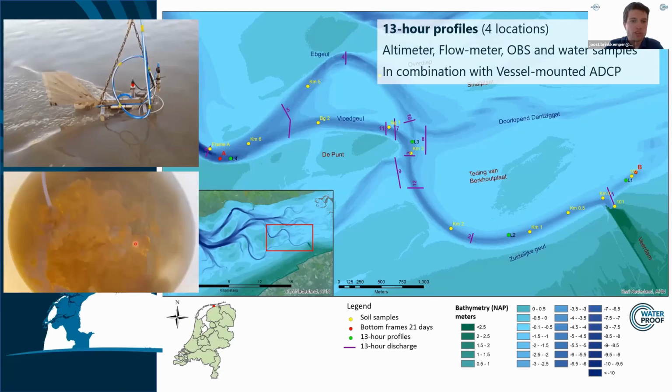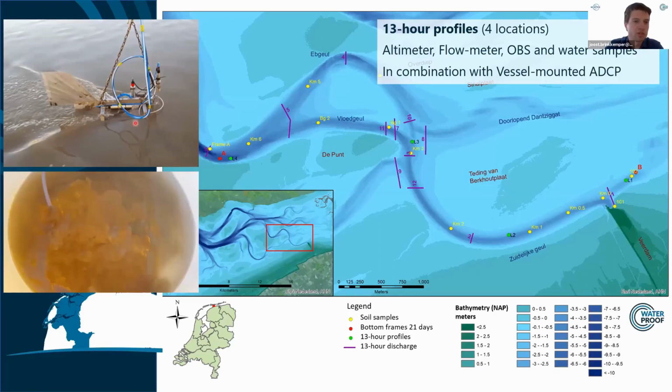Then on 4 locations, we did measurements with a so-called measurement fish. This is a device which includes a lot of different instruments, which we lower twice an hour, also for a 13-hour period, into the water column towards the bed, and then you get flow velocity and sediment concentrations at different heights above the bed.